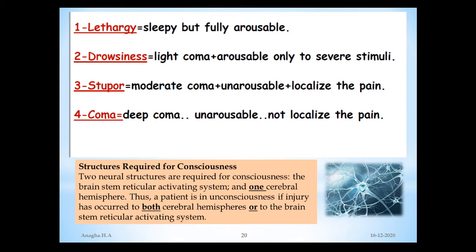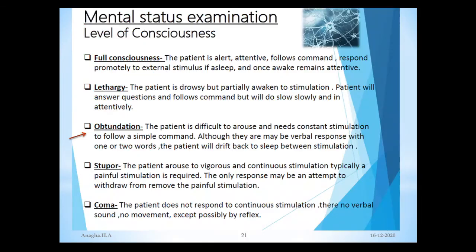So what does our brain need to tell that this patient is conscious? 2 neural structures are required for consciousness. So the brainstem reticular activating system and 1 cerebral hemisphere is enough. So thus a patient is unconscious if injury has occurred to both cerebral hemispheres or to the brainstem reticular activating system. So there is also a word which is used called obtundation. The patient is difficult to arouse and needs constant stimulation to follow even a simple command. There we can also use a word called obtundation.